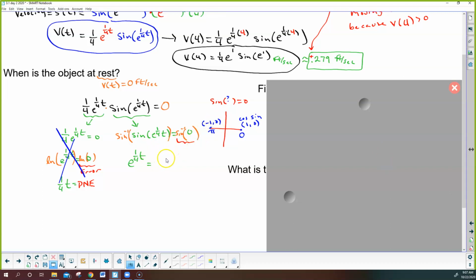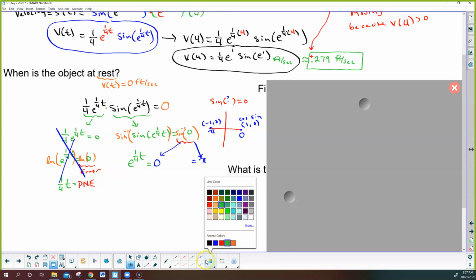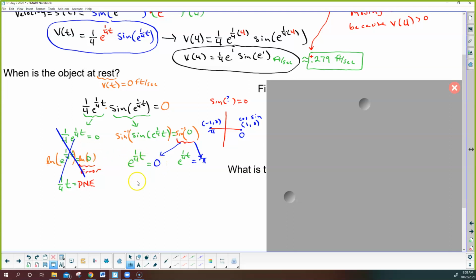So I actually have two different answers. Sine is 0 at 0 degrees or 0 radians, and sine is 0 at pi. Now I have to solve these two, and notice it's the same work as we did over here. You might actually notice this part is equal to 0. So if I take the natural log, I'm not going to get an answer for this part, but I will for this part.